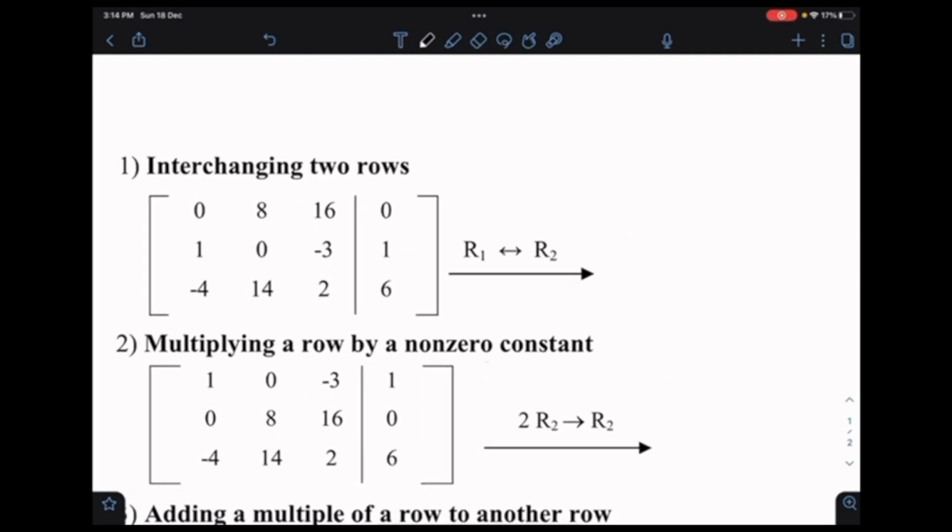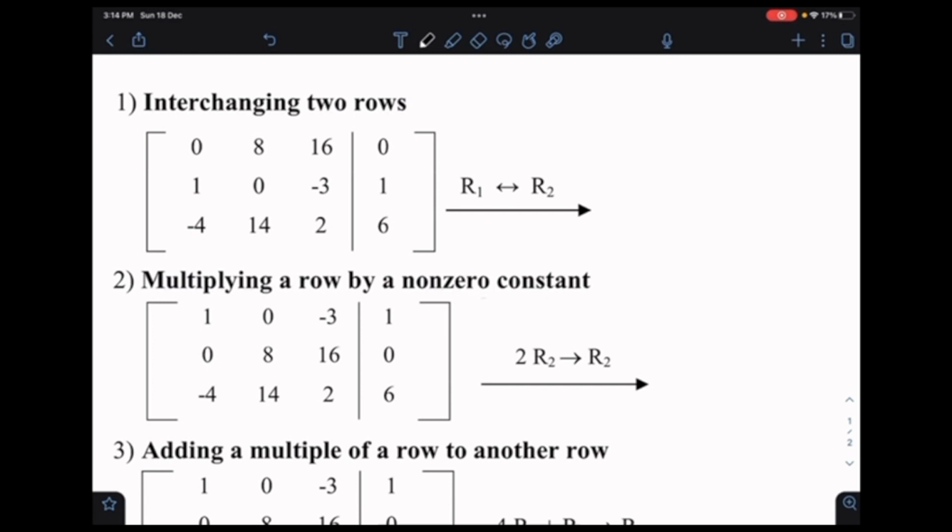Then we will move to the types of row operations. There are 3 types of row operations. We can perform elementary row operations on a matrix to solve the system of linear equations it represents. The first type of row operation is interchanging 2 rows. Rows can be moved around by switching any 2.